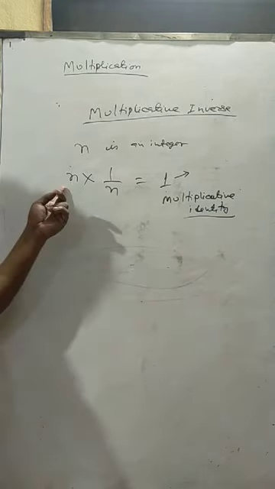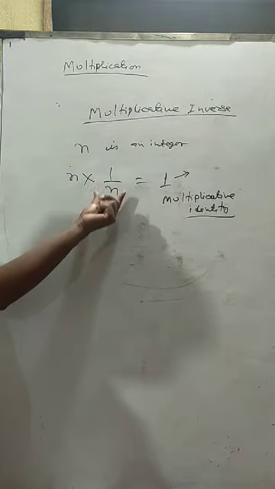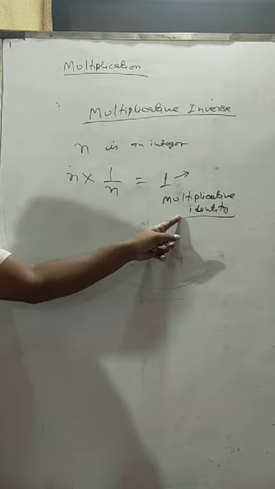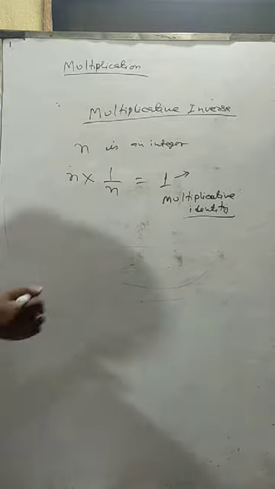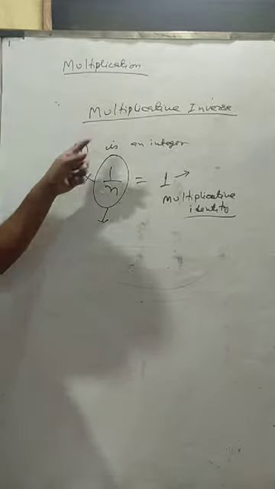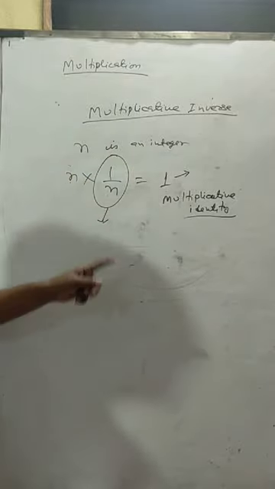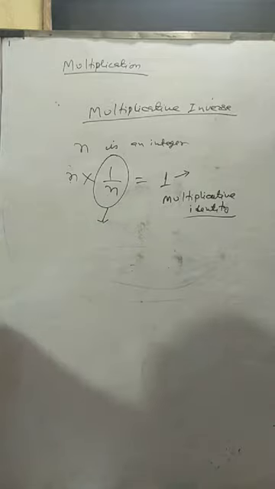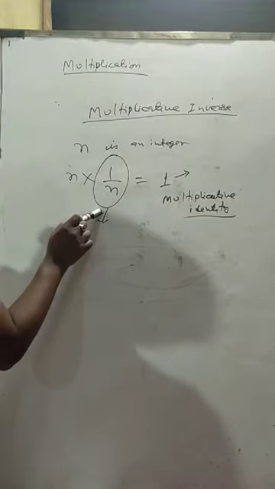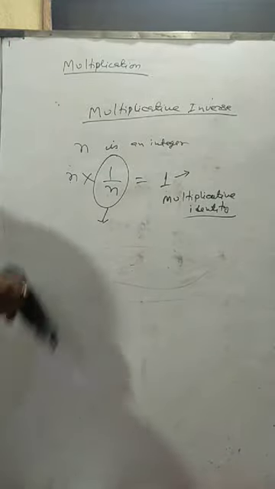So when an integer is multiplied with a fraction and you get the multiplicative identity, that number is called the multiplicative inverse of that integer. Therefore, if n is an integer, 1/n is its multiplicative inverse. Keep one thing in your mind: if you multiply an integer with its multiplicative inverse, the result will be 1, always 1.